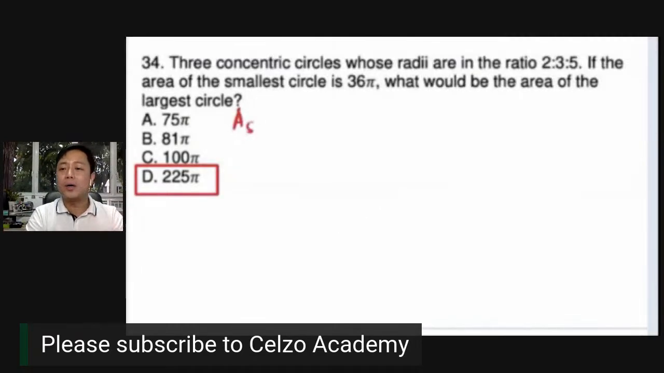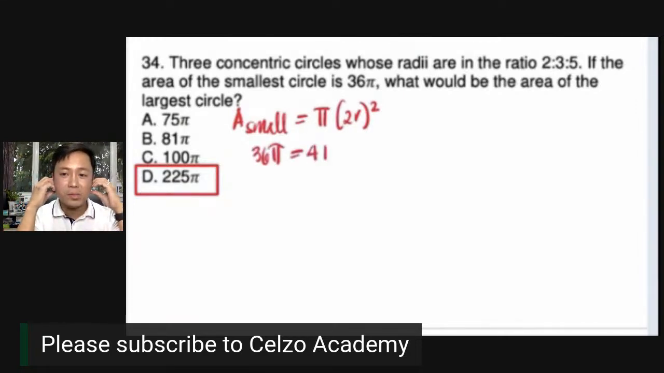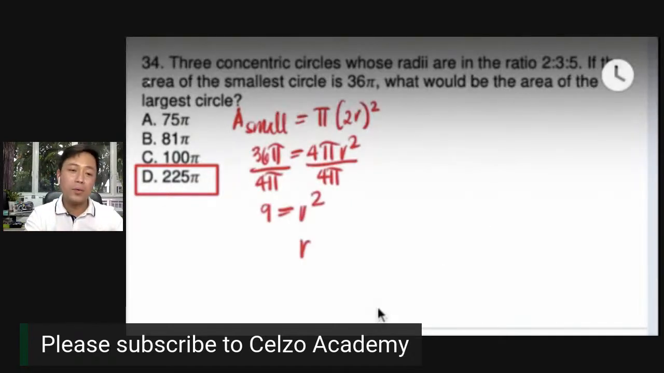So here, the ratio is 2:3:5. That means that we can represent the radius of the smallest circle as 2r. So the area is 36 pi. So now we have 4 pi r squared. And then you can simply divide both sides by 4 pi. That gives you 9 is equal to r squared. So since 9 is equal to r squared, this means that the radius of the small circle is 3.